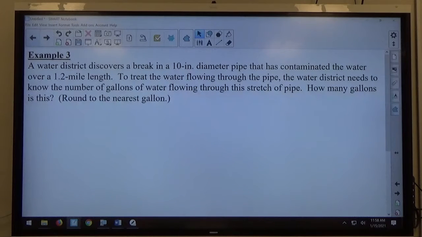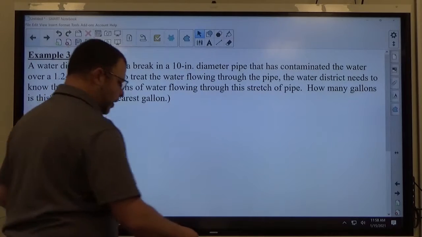Example 3, a water district discovers a break in a 10-inch diameter pipe that has contaminated the water over a 1.2-mile length. To treat the water flowing through the pipe, the water district needs to know the number of gallons of water flowing through this stretch of pipe. How many gallons is this? So, we need to find the number of gallons.